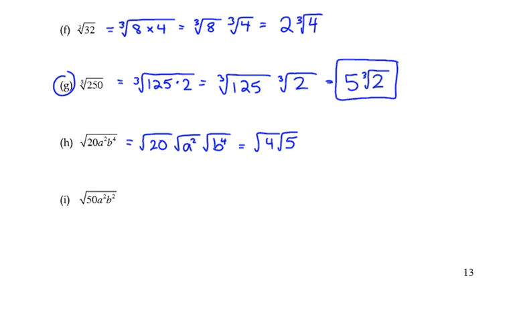Okay, square root of a squared. What happens with square roots and squares? They cancel each other out. So that's just going to be a. And b to the power of 4. What happens when you square root b to the 4? B squared. It cuts it in half. Okay, we can do one more thing here. What's the square root of 4? 2. So it's 2 root 5 a b squared.